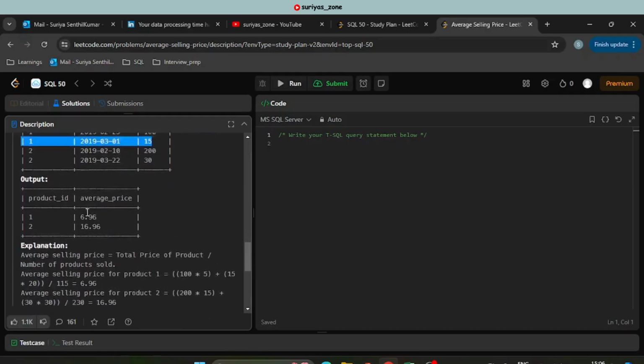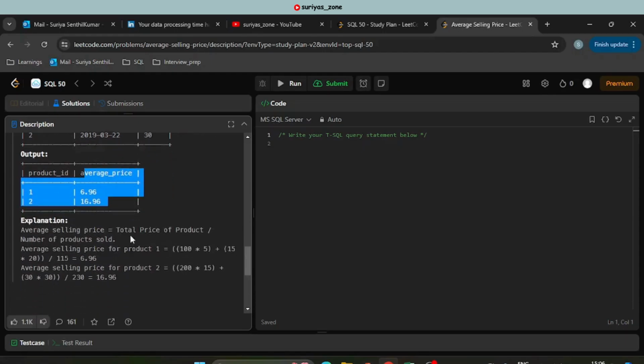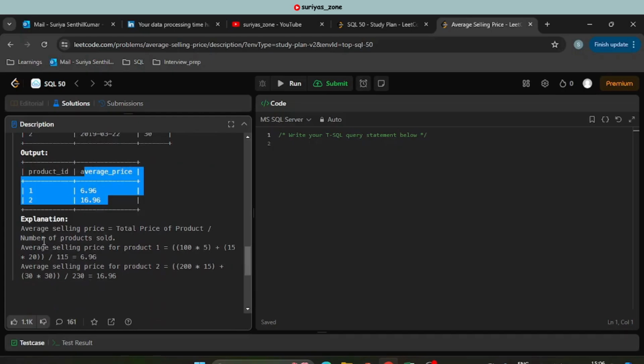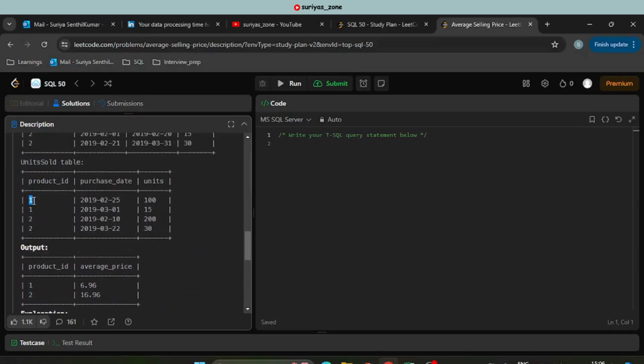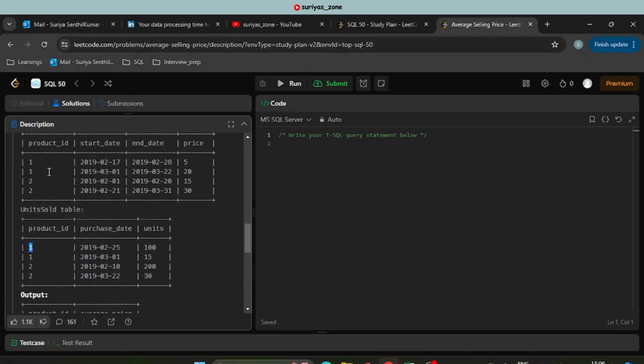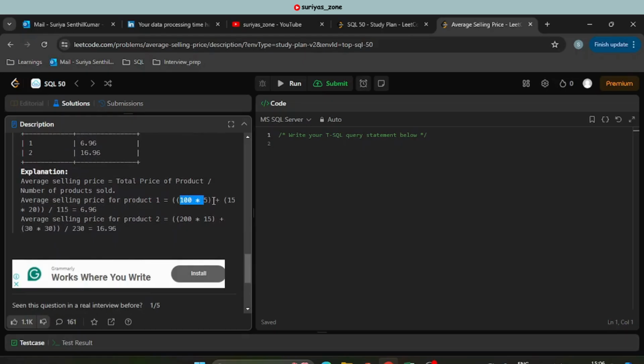The output they are expecting is the product ID and the average price of that particular product ID. They have provided the explanation as well. Average selling price is equal to total price of products divided by the number of products sold. Let me take an example of the first product ID. Between this date it sold 100 units, so 100 into 5, 500.